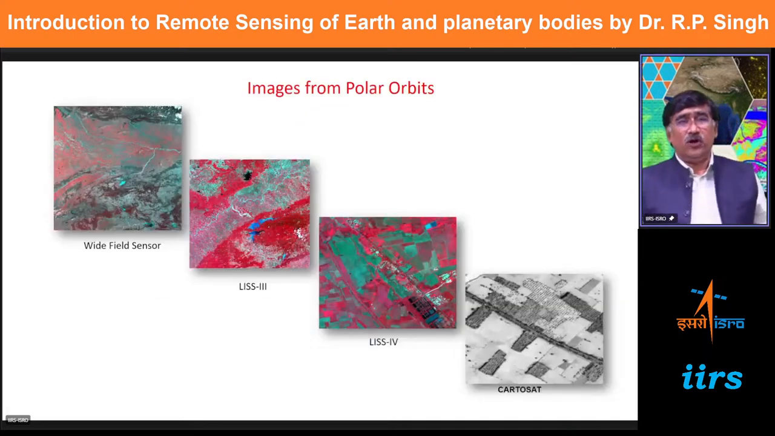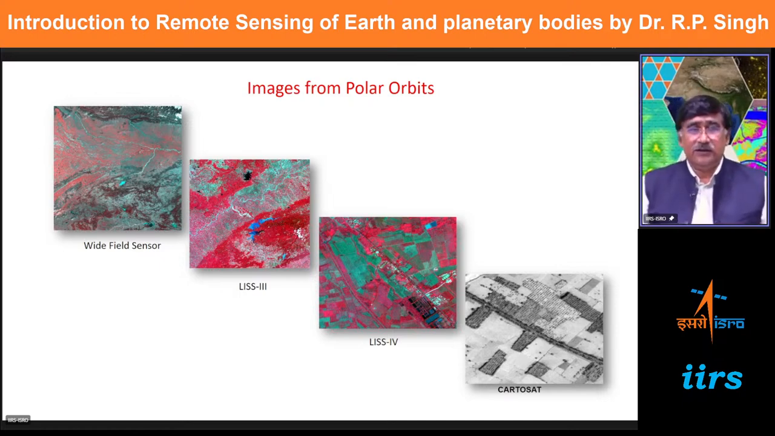So when you observe anything from polar orbits, how they look depends on the swath, the coverage you want to obtain. Like once we had a satellite instrument called wide field sensor, it can take images of 800, 900 kilometers. You can see whole Uttar Pradesh or northern India seen from there, and then it has a high revisit. It can revisit in 5 days.